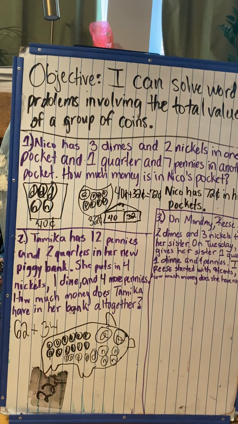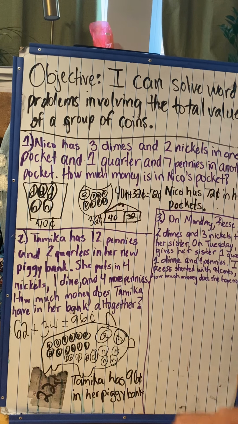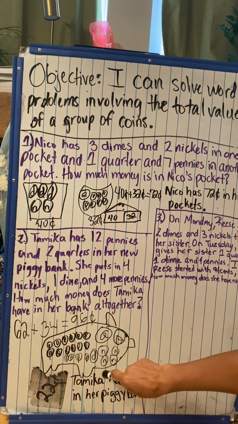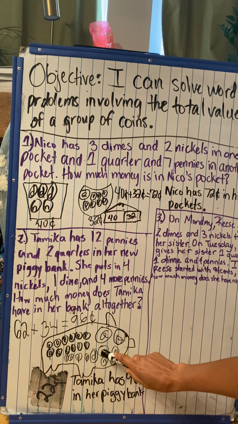And if you want, you can go back and check your work by counting the coins all together, starting with the largest value: 25, 50, 60, 65, 70, 75, 80, 81, 82, 83, 84, 85, 86, 87, 88, 89, 90, 91, 92, 93, 94, 95, 96 cents. Okay?